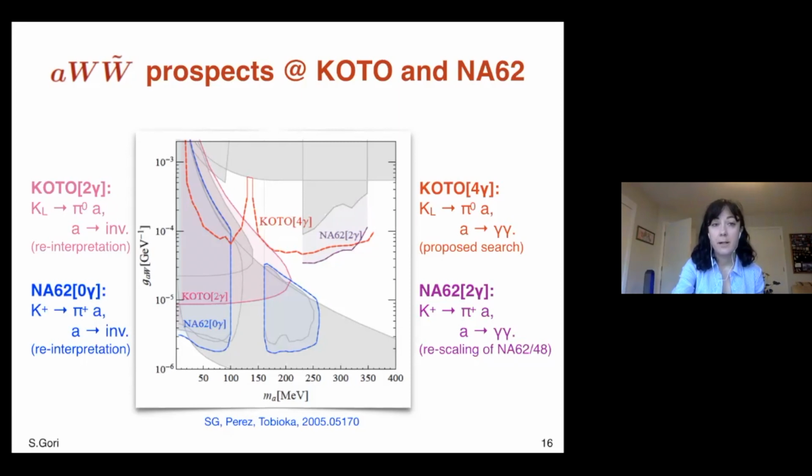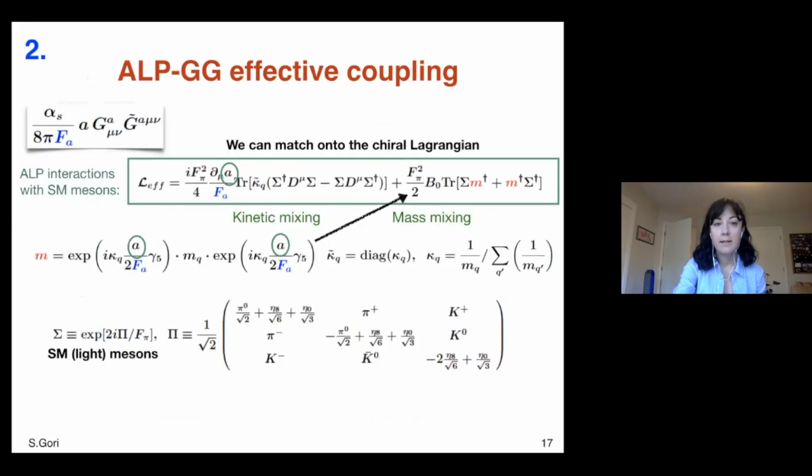So this is for the prospects for probing the ALP-WW coupling. And then let's see what we can do for the ALP-GG tilde coupling. For this coupling, what is useful to do is a chiral rotation of the quarks of the standard model in such a way that we get rid of this coupling in favor of the coupling of the ALP with quarks. And then we can match onto the chiral Lagrangian.